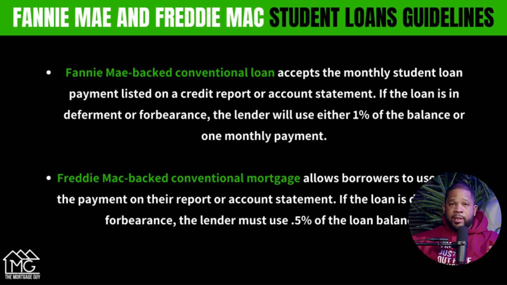Now, in this case, if you are in deferred or forbearance status, try to get approved for Freddie Mac, because they're only using half a point to include in your debt to income ratio versus the full percentage point that Fannie Mae is using. So if you have student loan debt and you're looking to do conventional financing, again, ask your lender, are you going with a Freddie Mac backed conventional mortgage? Because that's going to be more lenient for you and help you get approved for more money because of the way they're calculating versus Fannie Mae.